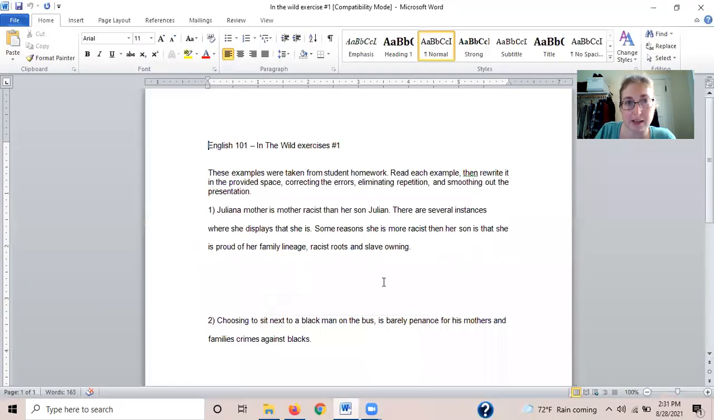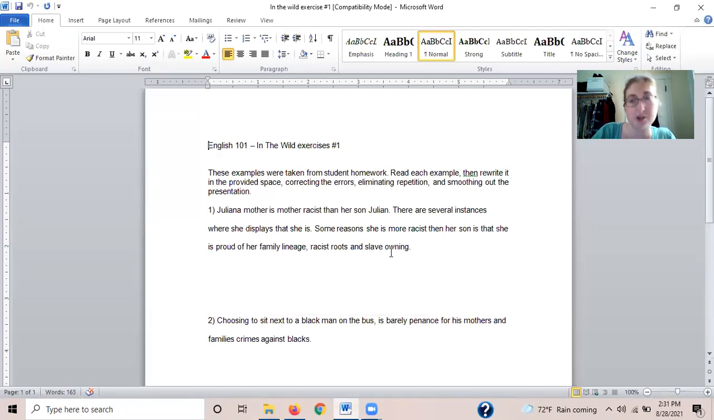So I'm going to start sharing my screen. Okay, so here is our in the wild. Now, one of the reasons that I call these in the wild is because every example I have actually comes from student homework. That's one of the reasons why I love my in the wild quizzes, because these sentences are really from student homework. Students turn these in. And so these are issues that are real. They are really things that a lot of my students are dealing with.